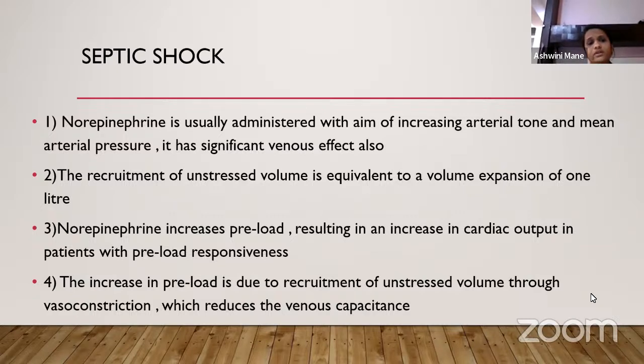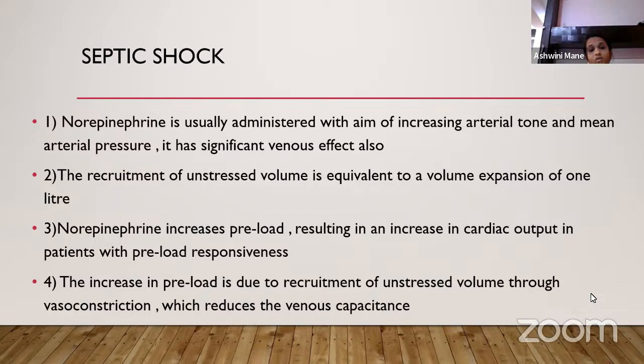When norepinephrine is usually administered with the aim of increasing arterial tone and mean arterial pressure, it has a significant venous effect also. As I have explained before, if we are administering any alpha adrenergic agonist, then it is causing the recruitment of the unstressed volume. The same thing is happening when we are administering norepinephrine. Because of this, there will be recruitment of the unstressed volume, which is equivalent to a volume expansion of 1 liter.